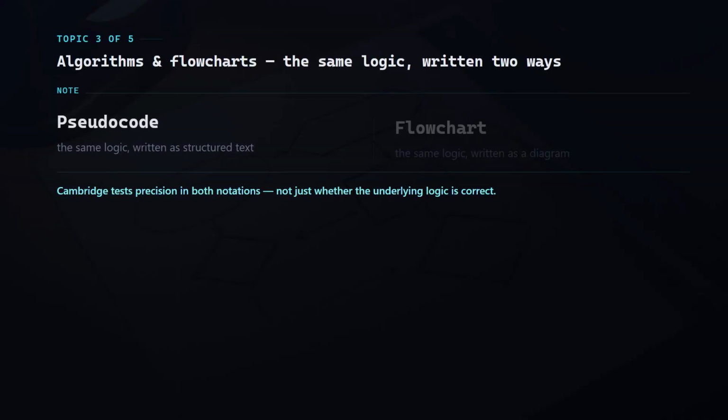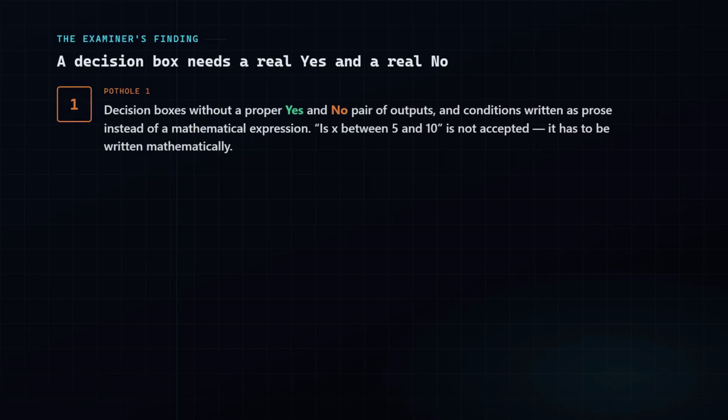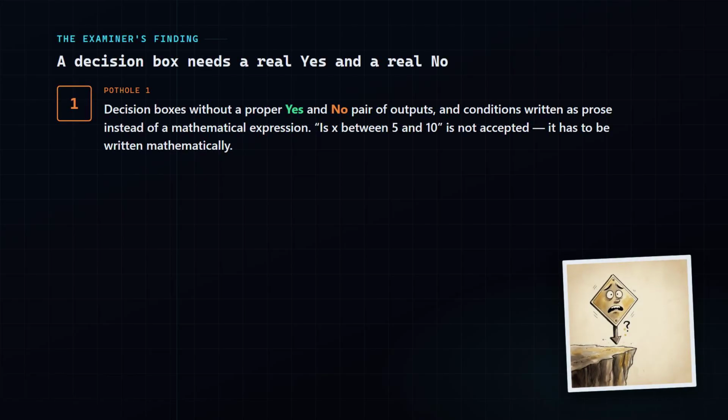The same logic written 2 ways. Pseudocode as structured text and flowcharts as a diagram. Cambridge tests precision in both notations, not just whether the underlying logic is correct. Here's the first documented finding, in flowcharts specifically. Decision boxes without a proper yes and no, or true and false pair of outputs, and conditions written as prose instead of a mathematical expression. "Is x between 5 and 10" is not accepted.